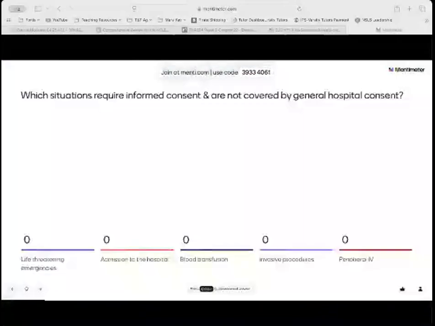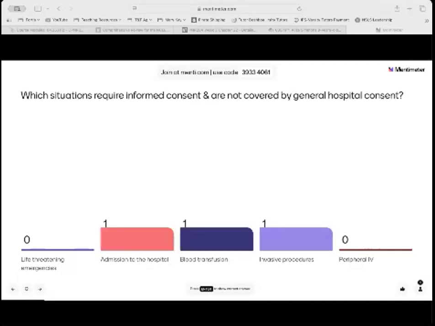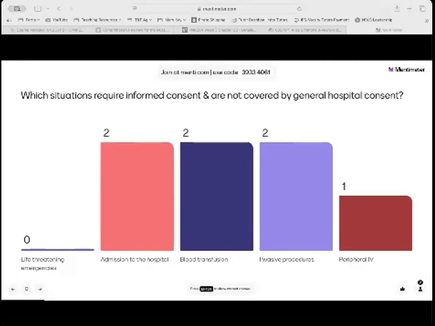So our first question here, what situations are going to require informed consent and are not going to be covered in that general hospital consent? So we've got that general hospital consent that gives us that blanket ability to treat you. And then we have that extra level of informed consent. So which of those is going to be that extra level of informed consent?